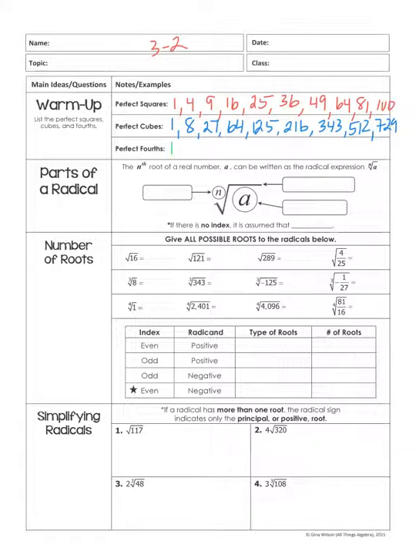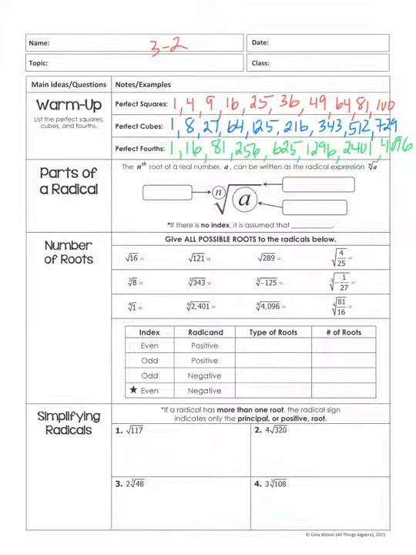Your perfect fourths, that means the number times itself 4 times. So 1 to the fourth is 1. 2 to the fourth is 16. That's a very popular one. 3 to the fourth is 81. Another popular one. 4 to the fourth is 256. 5 to the fourth, 625. That's also 25 times 25, another popular one. 6 to the fourth is 1,296. 7 to the fourth is 2,401. And we're going to stop at 8 to the fourth, which is 4,096.